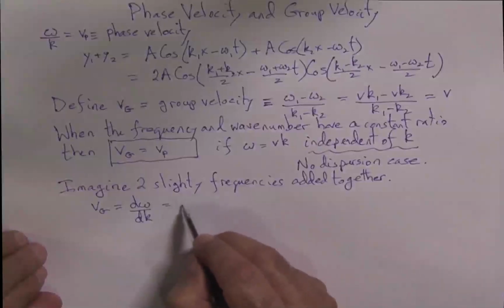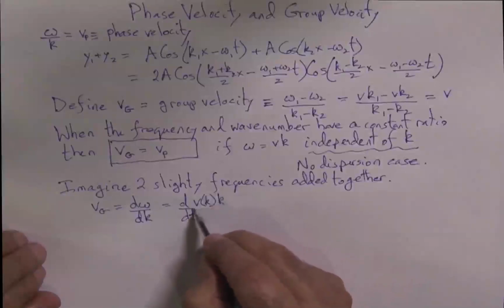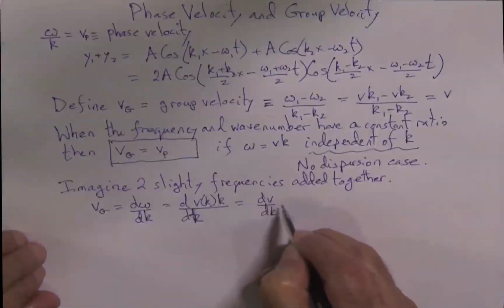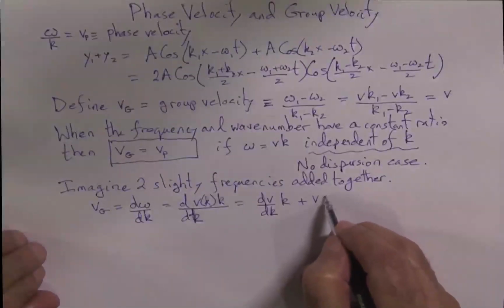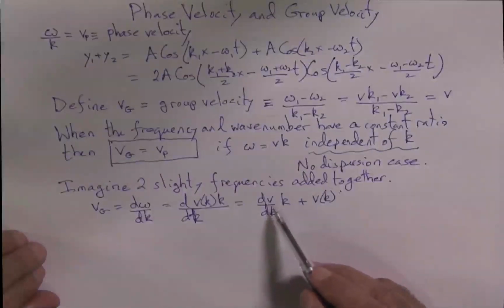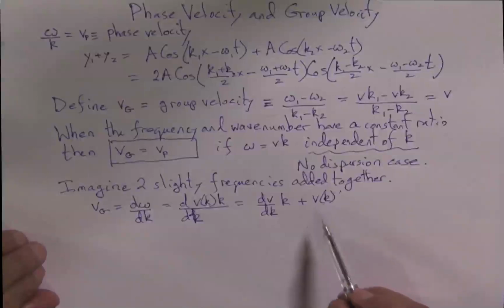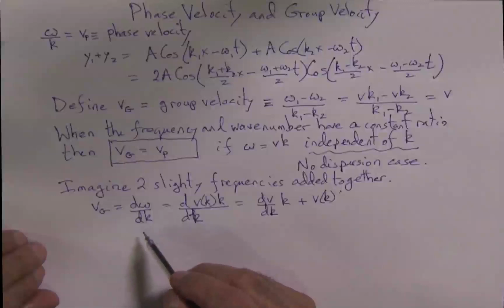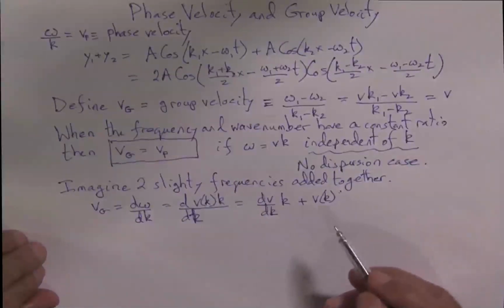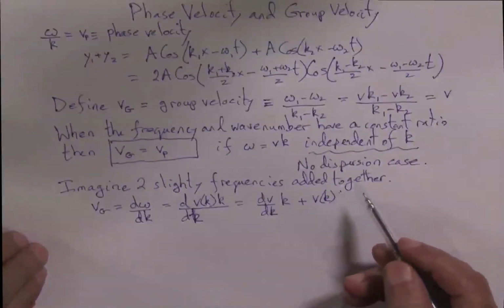Now, if we write it this way, as d by dk of omega equal to v, which now depends on k, times k, then this has two parts to it. So this is dv by dk times k, plus v of k times 1. So you can see that if v is independent of k, that is to say in the no dispersion case, the group velocity and the phase velocity will be equal to each other. But in general, d omega by dk is not going to be equal to a constant v. So if different frequencies travel at different speeds, then the group velocity and the phase velocity will not be equal to each other. Let's take an example.